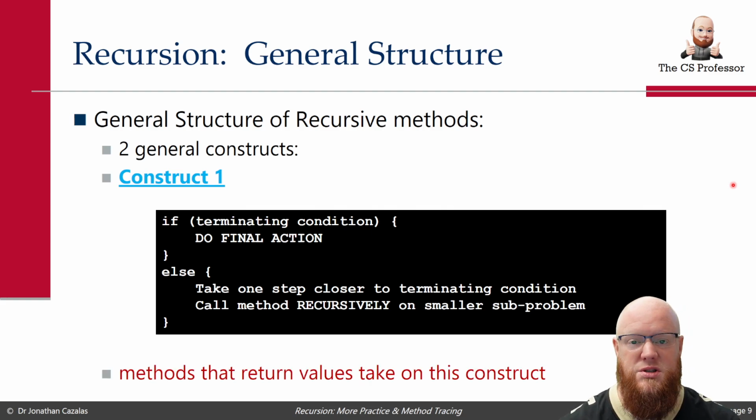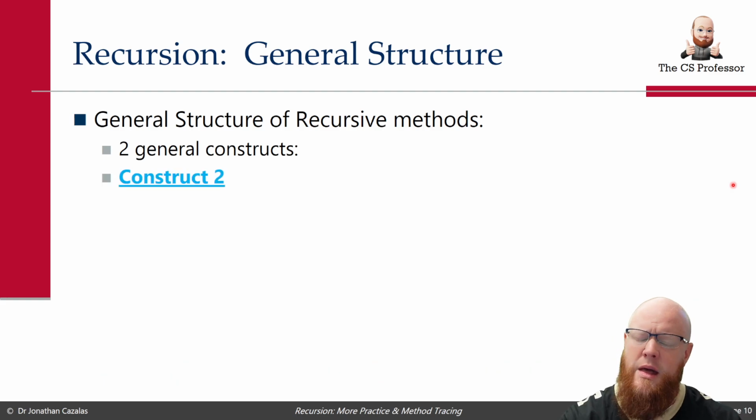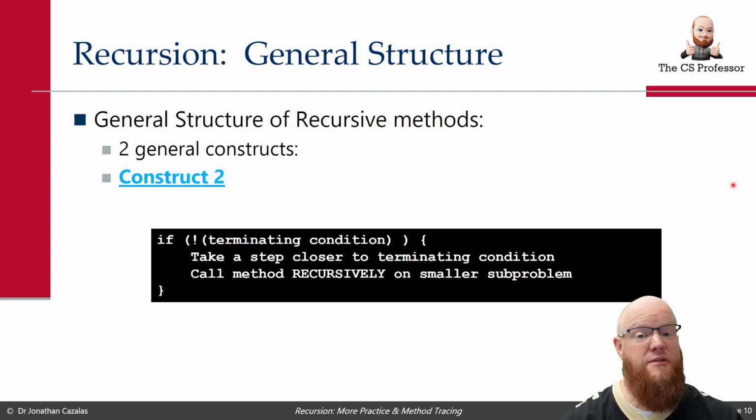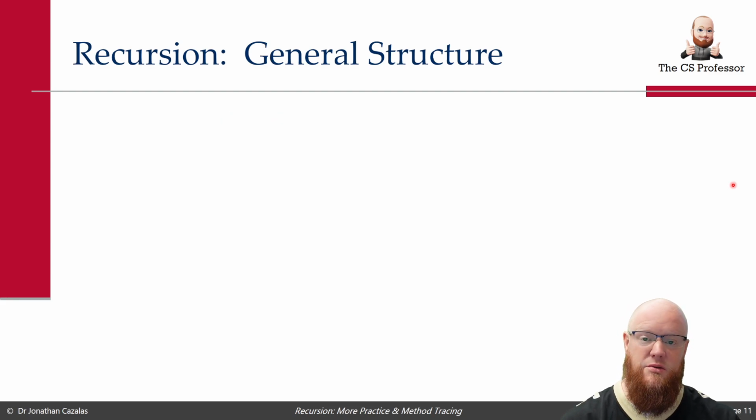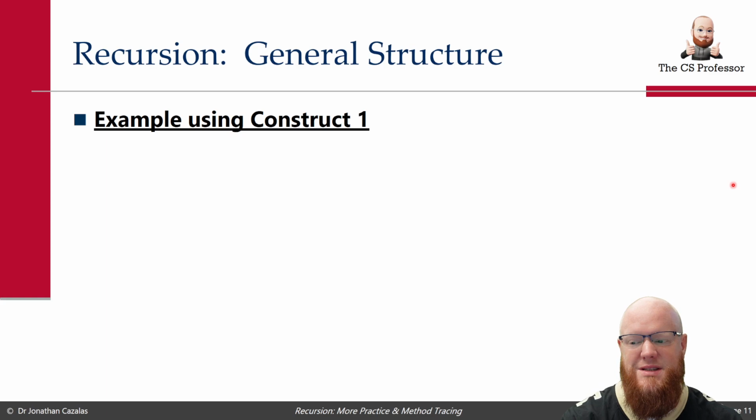Call the method recursively. Which methods would usually use this construct? Ones that are calculating something, that are computing some value and ultimately return that value. The second construct, if we have not arrived at a terminating condition, simply take one step closer. Nothing needs to get returned here. This is for usually void recursive methods that are not actually returning a value. So let's see these constructs in action.